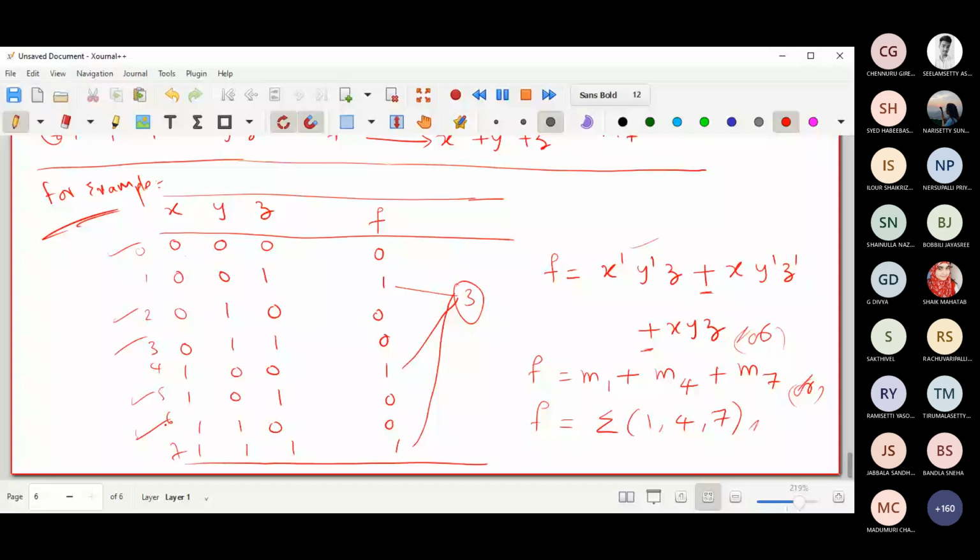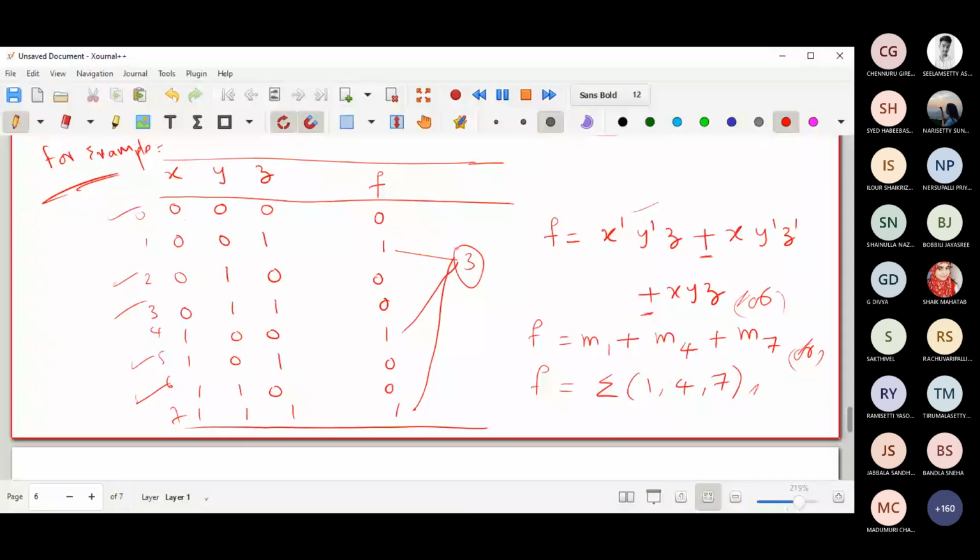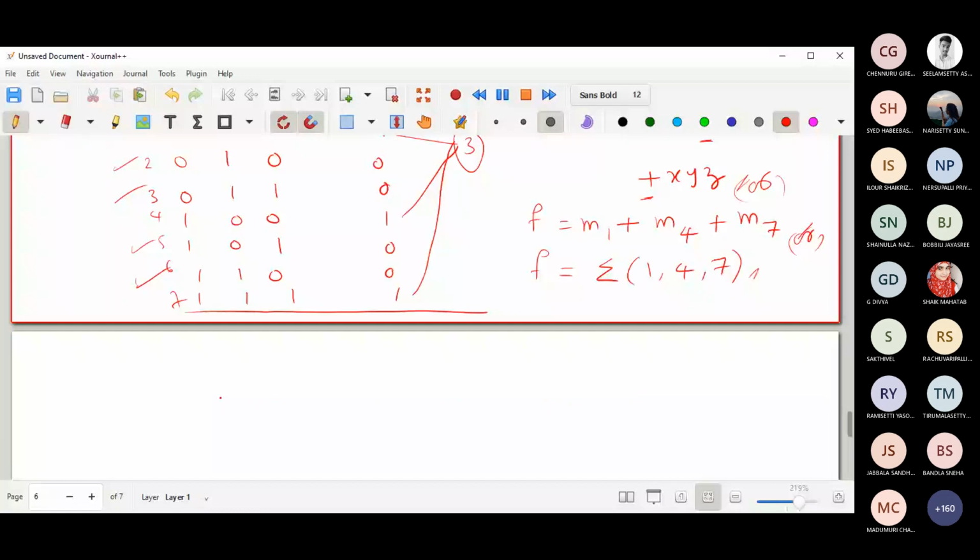Suppose, how to represent it in maxterm form? Just now I said how to get the maxterm. Next page. Wait, I'll go to the next page. So same thing. This is f I am writing. Now I will write f bar. Why f bar?